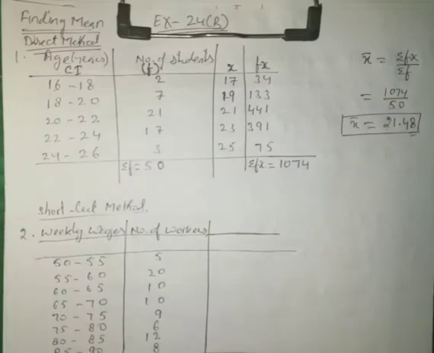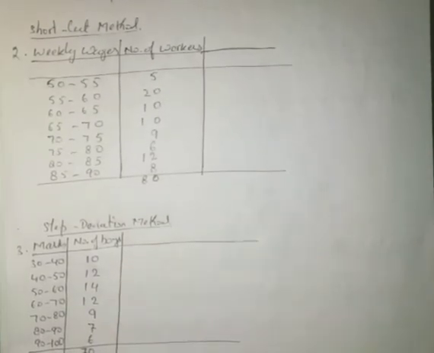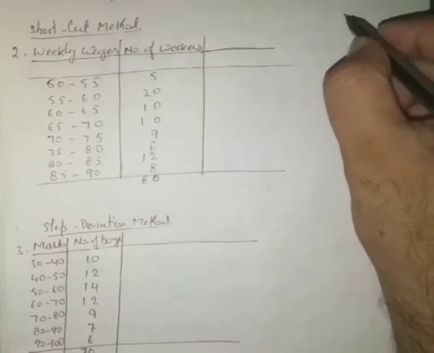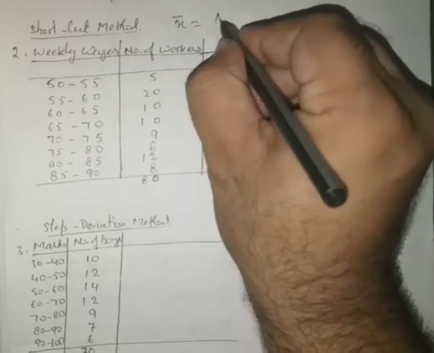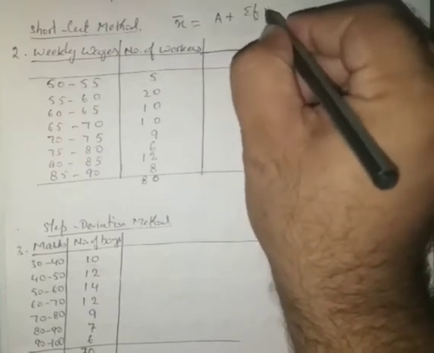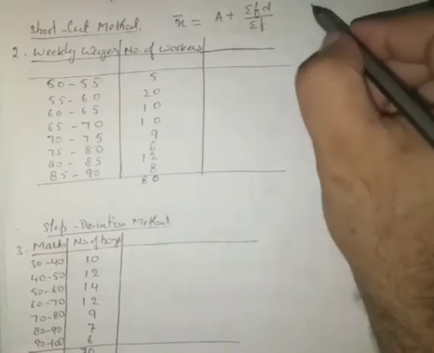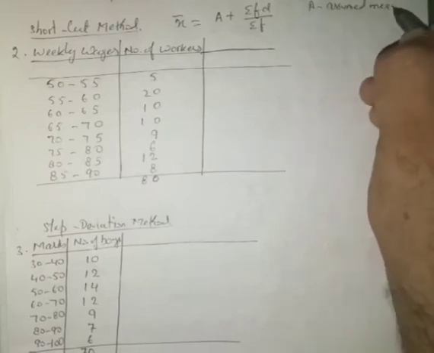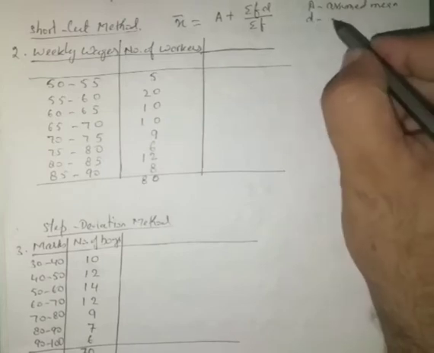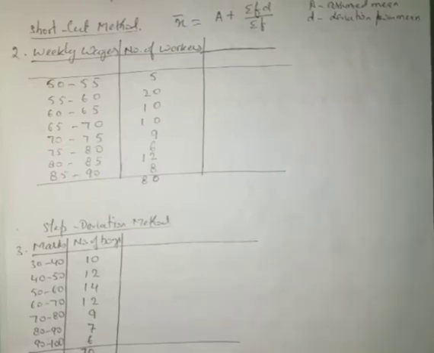Now the second method that we have to talk about is called the shortcut method. In the shortcut method, the formula used is x bar equal to a plus summation fd over summation f, where a is called the assumed mean, d is called the deviation from mean, and f is the frequency.